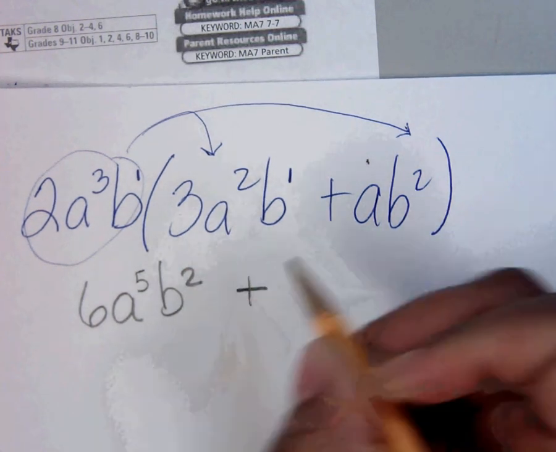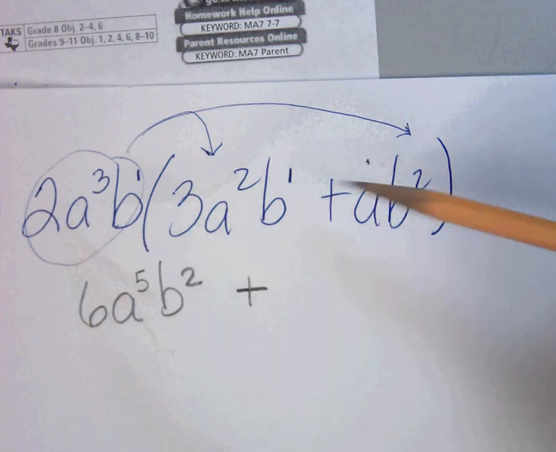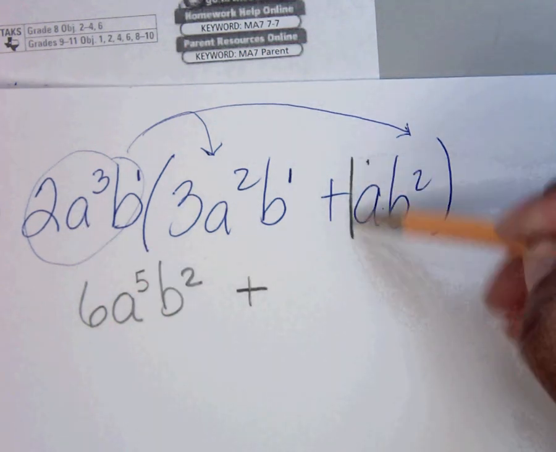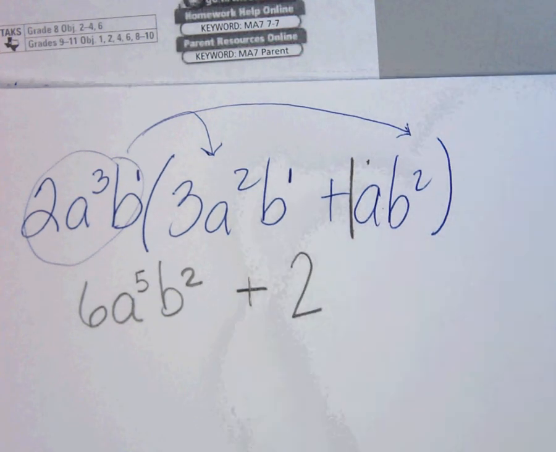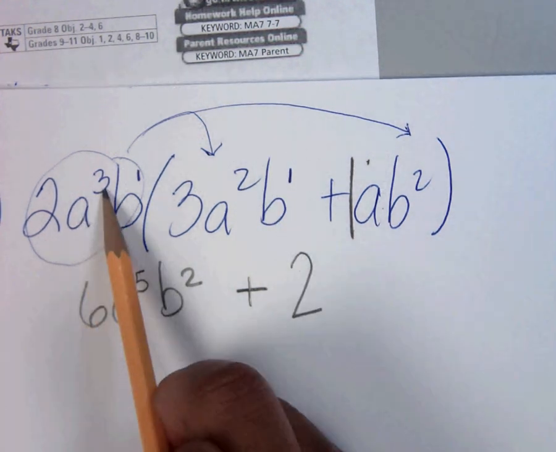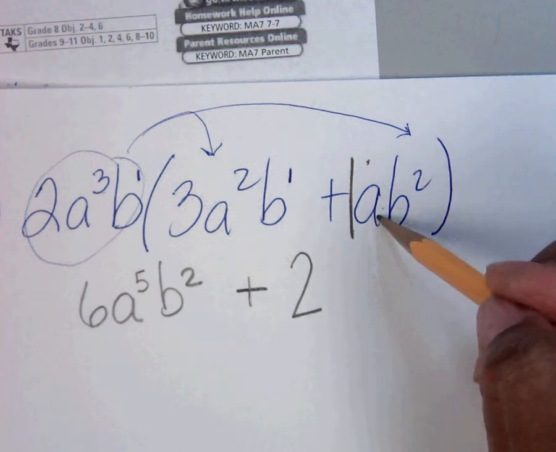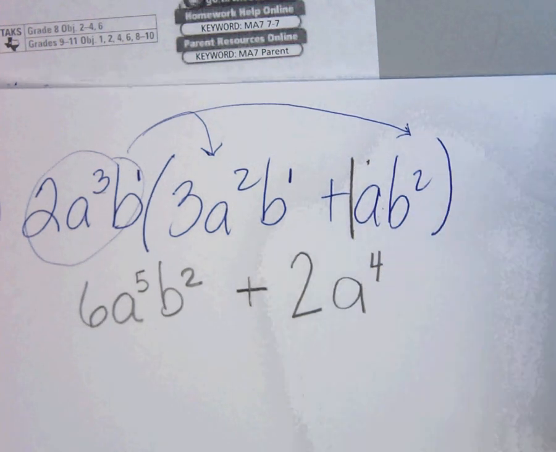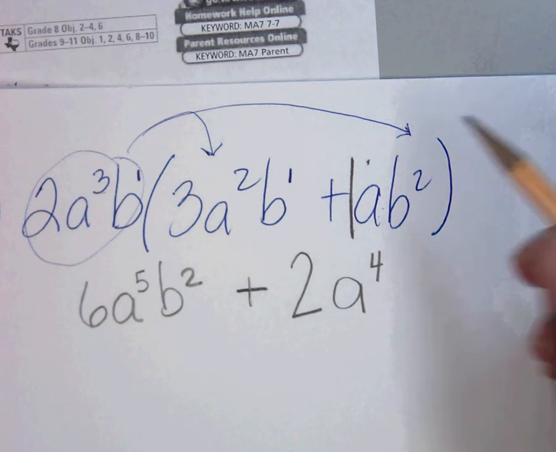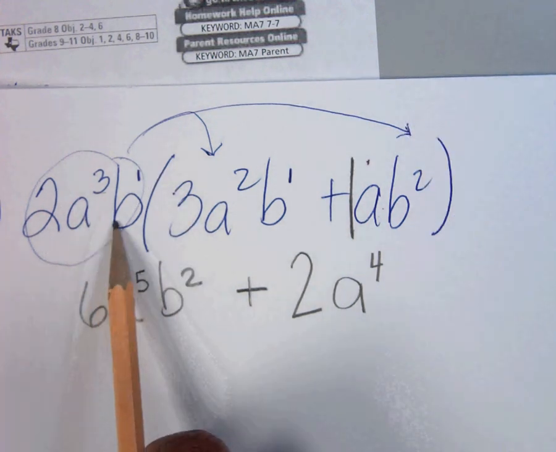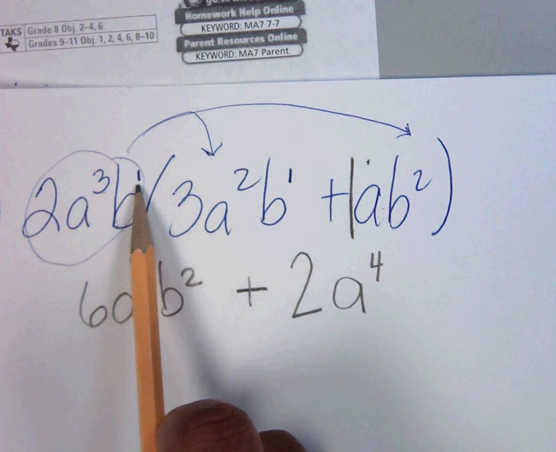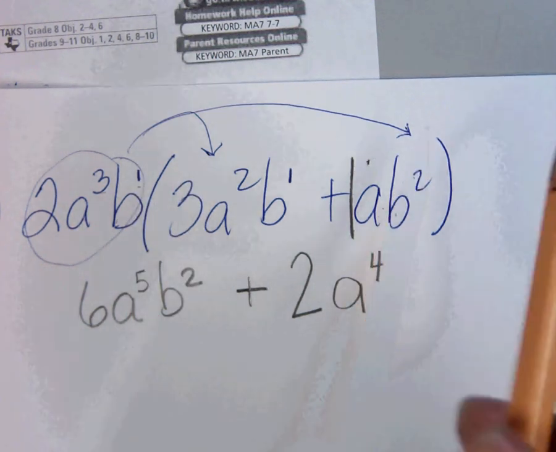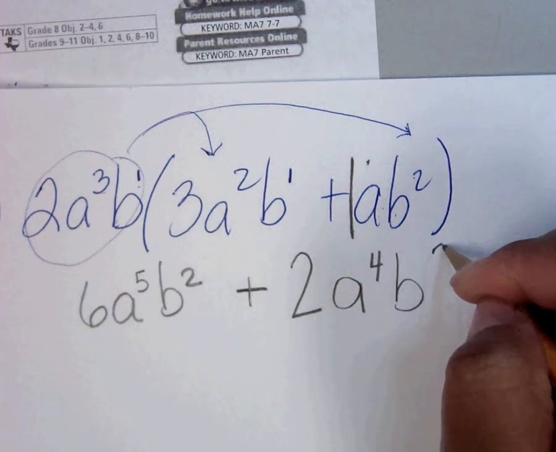And then you do plus. Okay, 2 times what here? There's a 1. So 2 times 1 is 2. Now we do a cubed times a, which is a to the 4th. And then we do b to the first times b squared, which means add the exponents, b cubed.